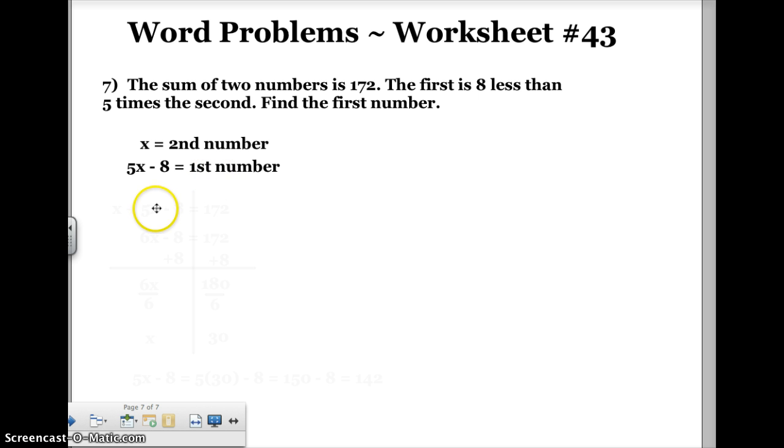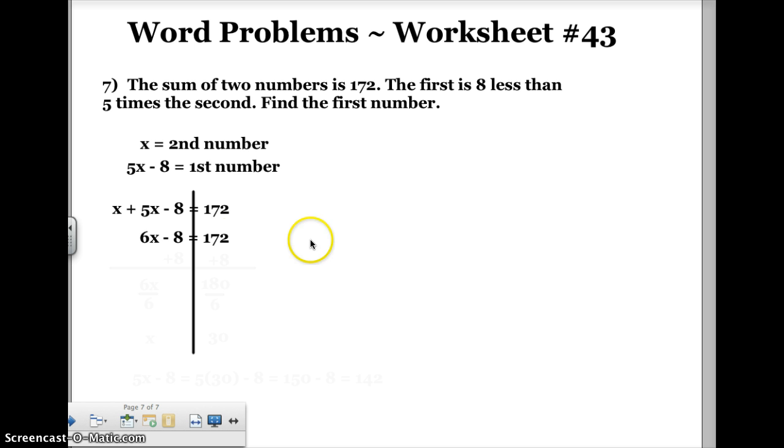So let's write the equation. I can write x plus 5x minus 8 is equal to 172. And I can do that because the sum of the two numbers is 172. That means when I add the two numbers together, I get 172. Now let's combine my like terms on the left side of the equation. And actually, since it's a two-step equation, I'm going to make a fence just to remind me whatever I do to one side, I have to do to the other. Well, first I combine my like terms. When I combine my like terms, I have 6x minus 8 is equal to 172.